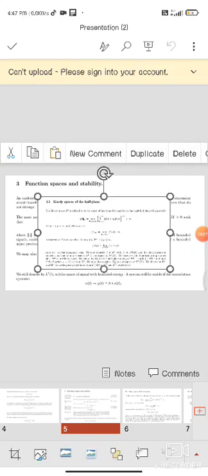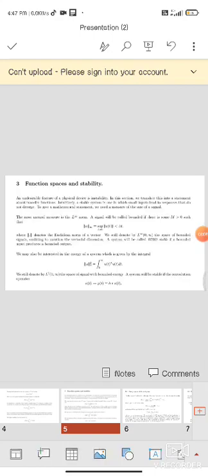Sorry, a small change. Function spaces and stability. An undesirable feature of a physical device is instability. In this section, we translate this into a statement about the transfer function. A stable system is one in which small inputs lead to responses that do not diverge.